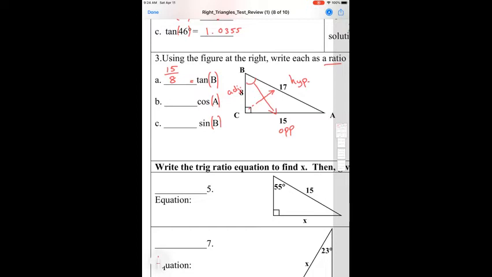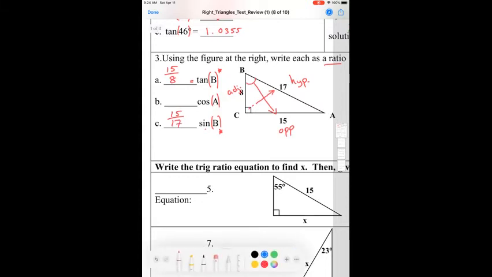I'm going to skip to C because I already have my diagram labeled with my angle of reference being B. Nothing's changed here. The only difference is now we're using sine. Sine is always opposite over hypotenuse. So my opposite side is still 15, and the hypotenuse is 17. So that's my equation.